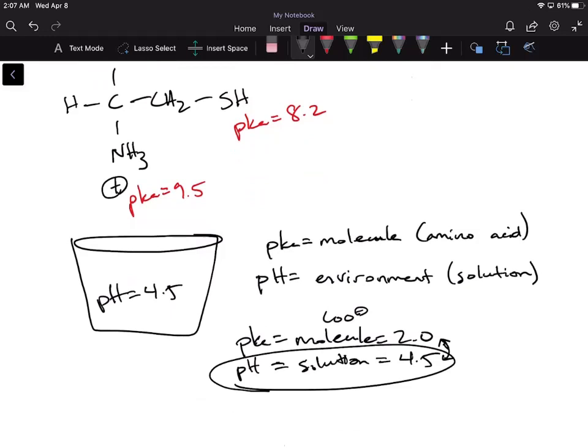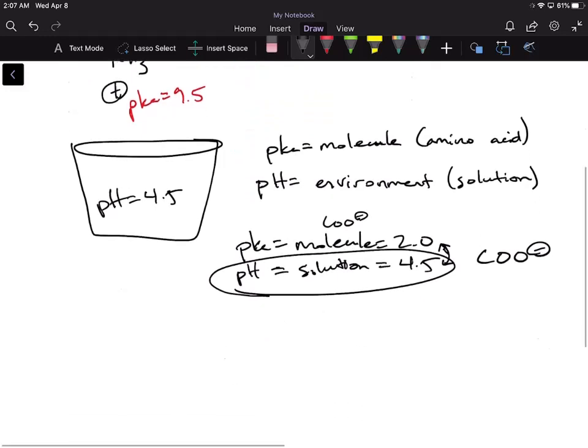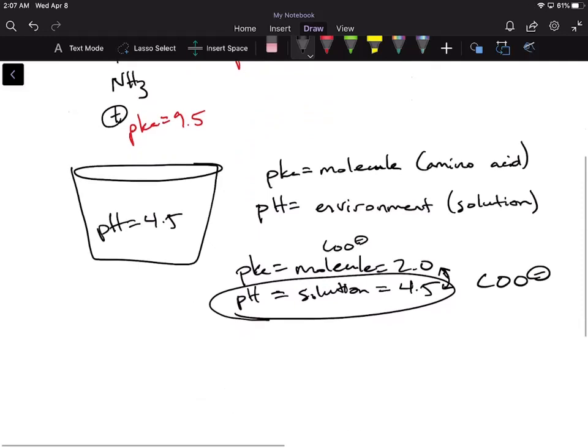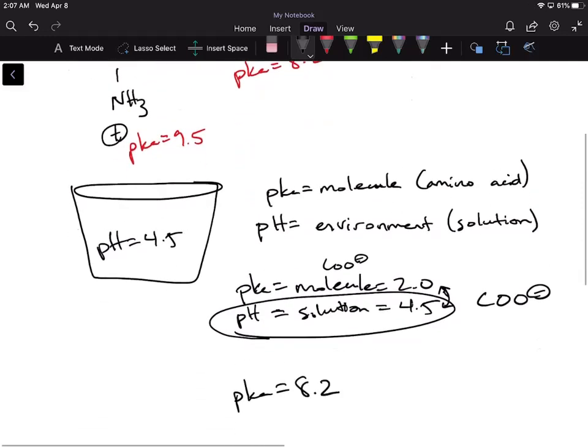carboxyl group, so that at a pH of 4.5, we can say that our carboxyl group will be deprotonated. And this makes sense, right? Because we're at a pH greater than our pKa. Now let's do the same thing for comparing the other functional groups. So now let's say our pKa is 8.2 and our pH is still 4.5.